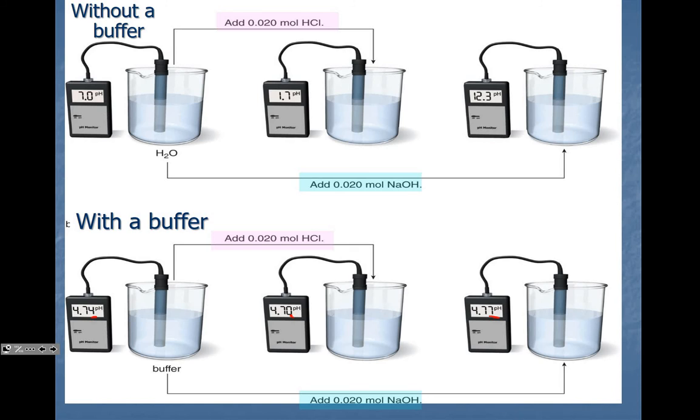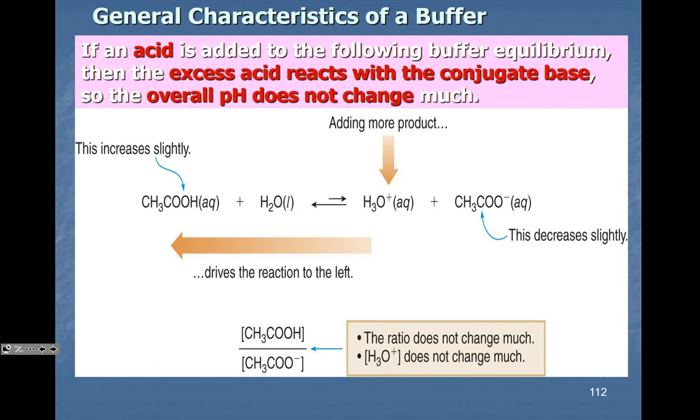We have many buffers in our system, and it's very important. Here's what an acid does. If I add more acid, that acid reacts with the base, and I go back towards the weak acid of the buffer. So that strong acid that was in there isn't there anymore. That shift does not increase this part of the Ka very much. So we end up with a little bit of change, but not a lot.